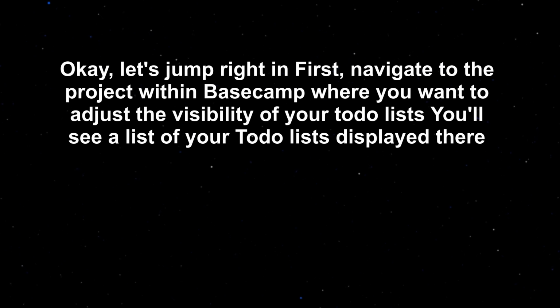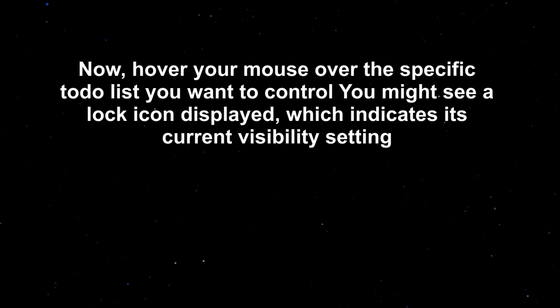First, navigate to the project within Basecamp where you want to adjust the visibility of your to-do lists. You'll see a list of your to-do lists displayed there. Now, hover your mouse over the specific to-do list you want to control. You might see a lock icon display, which indicates its current visibility setting.